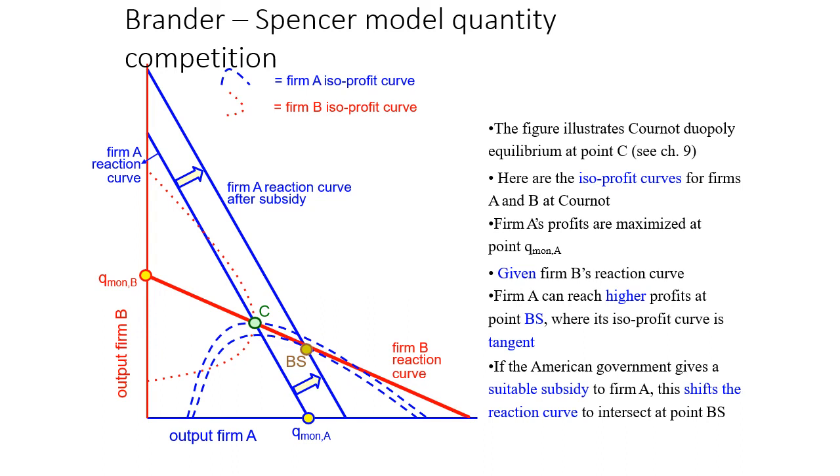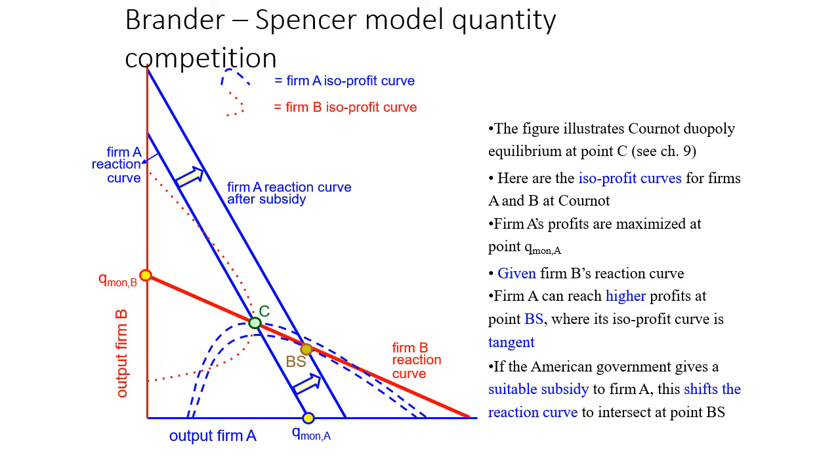And we have firm A's reaction curve and firm B's reaction curve. Those are the solid lines, right? Red for firm B and blue for firm A. What you need to understand about the reaction curve, also known as the best response curve, is that given the output of firm B, it tells us what output firm A would have in response to the output of firm B. That is what you need to understand.